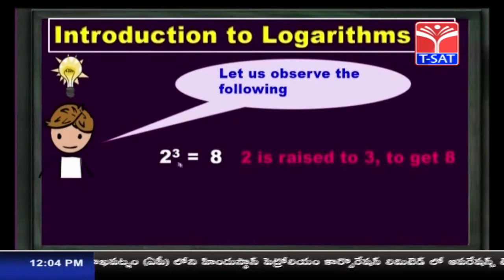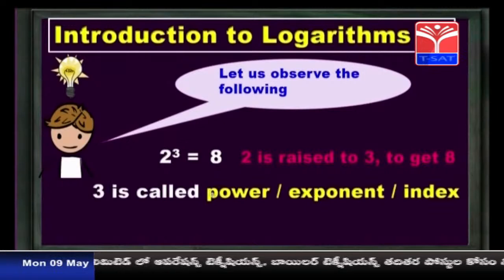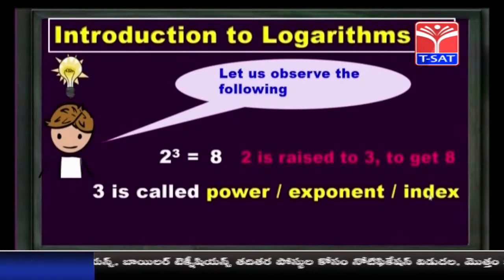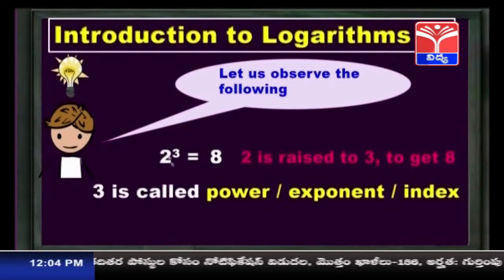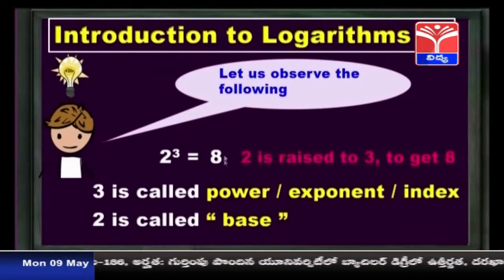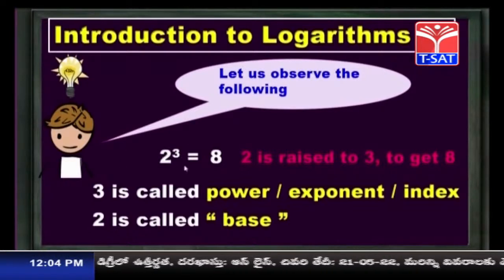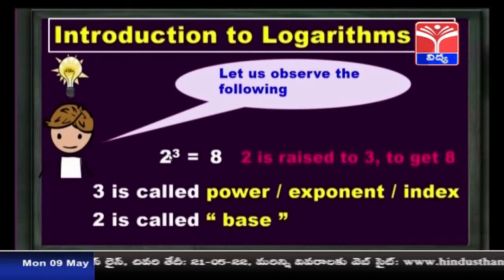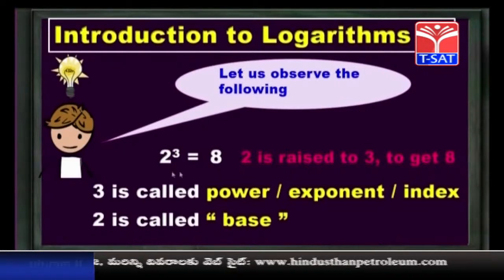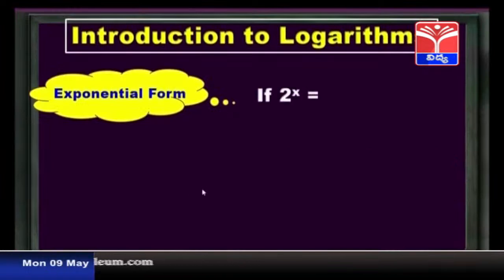So what we can say here, 3 is called power or exponent or index, and this 2 is called the base. So 2 cube is equal to 8, what we will say? 2 is raised to 3 to get 8, where 3 is called power or exponent or index and 2 is called base.